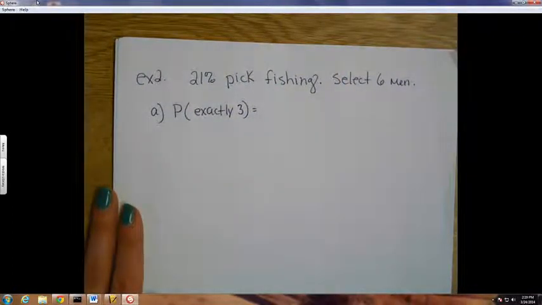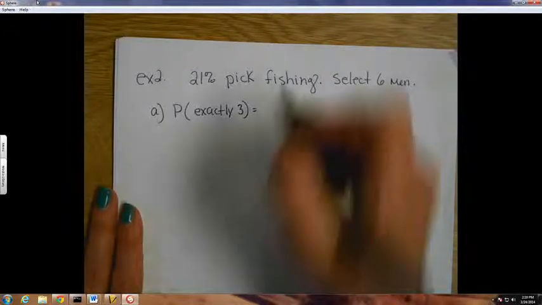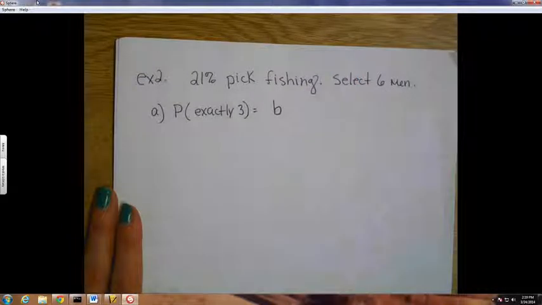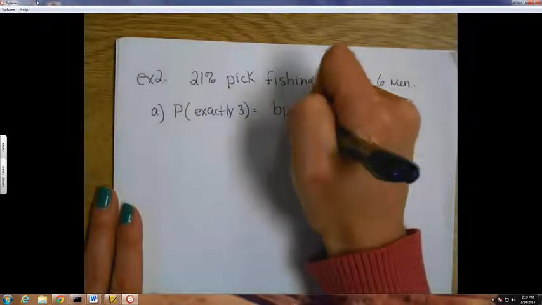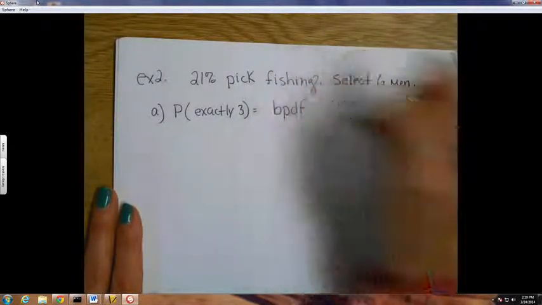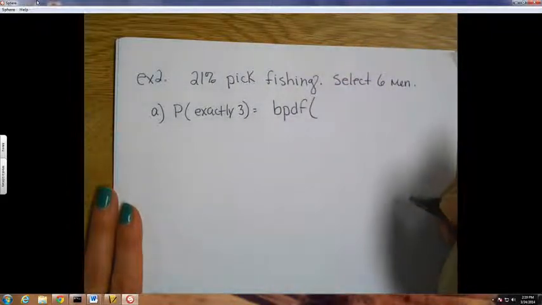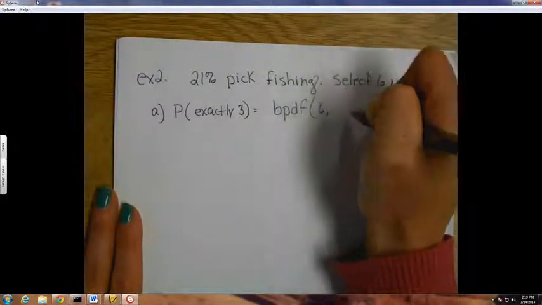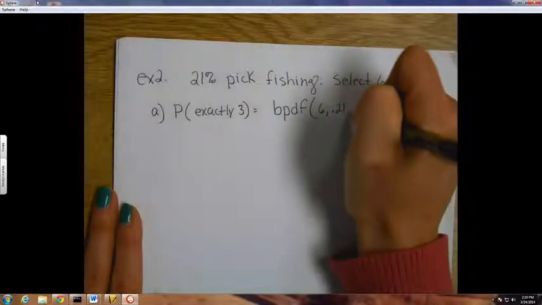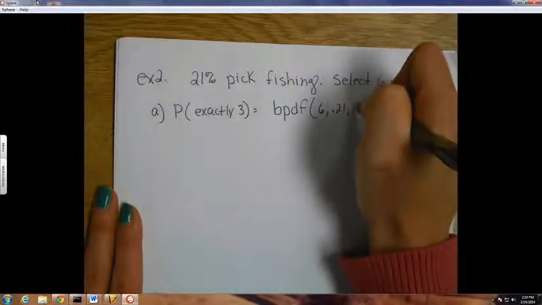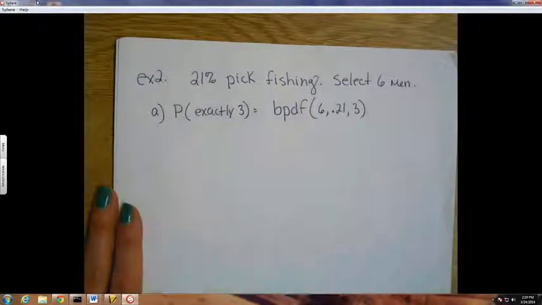What's my calculator line going to be? Binom what? PDF. Is it a PDF or a CDF? PDF, because I'm not adding any probabilities together. So this is like what you have to do on the test. You have to give me that, and then the numbers you're entering in, which is 6, comma, 0.21, comma, just 3. Exactly 3 successes. And it will give me that one probability.